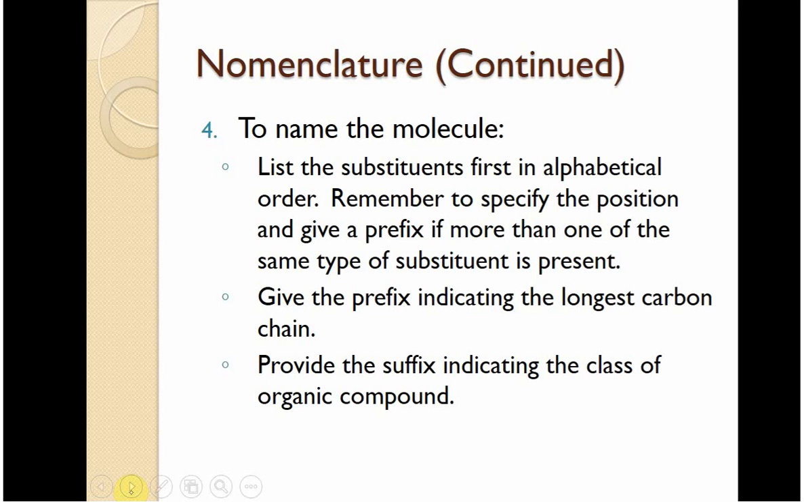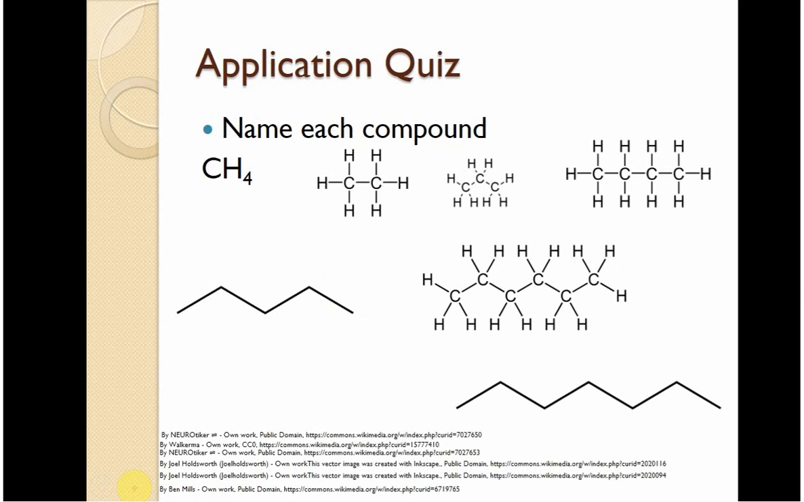So let's just deal with some alkanes first. So here we have some alkanes. This is CH4. We could draw it like this. We could also draw it, if we were going to do the skeletal, it would just be a dot. This is a one carbon group. One carbon is the chain. So it's meth.